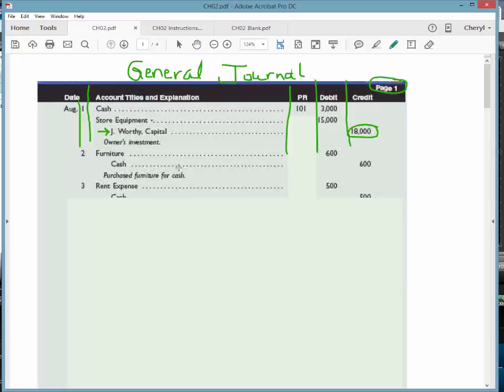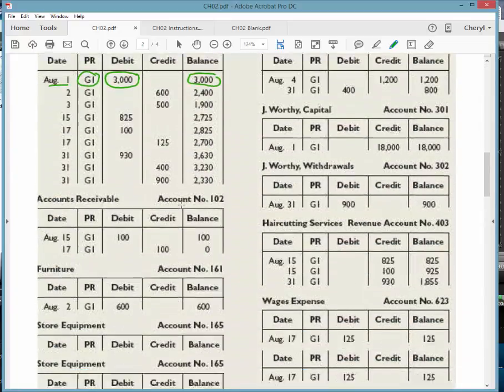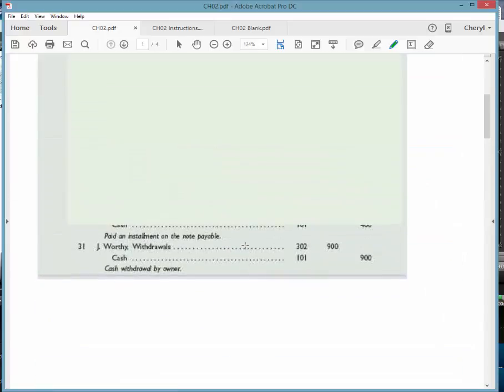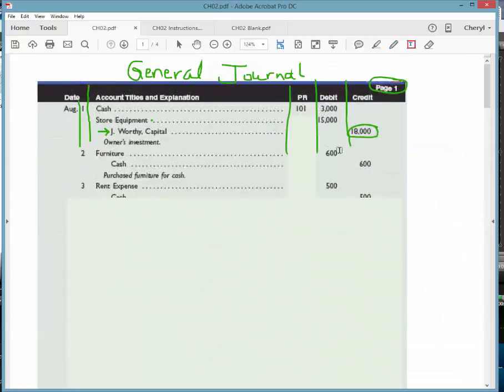Okay, store equipment. August the 1st, General Journal, page 1, debit of 15,000, balance of 15,000, account number 165. We post right here to say, yes, we posted this $15,000.